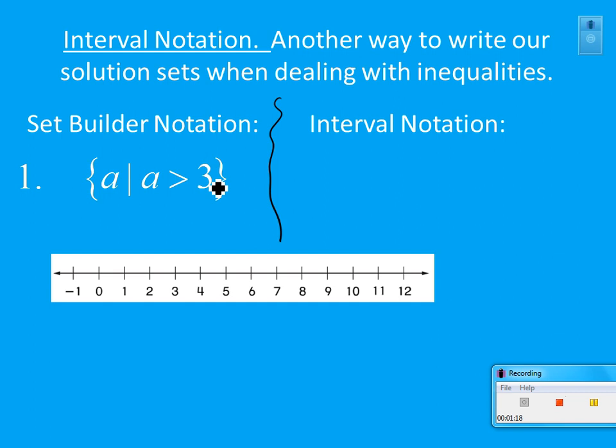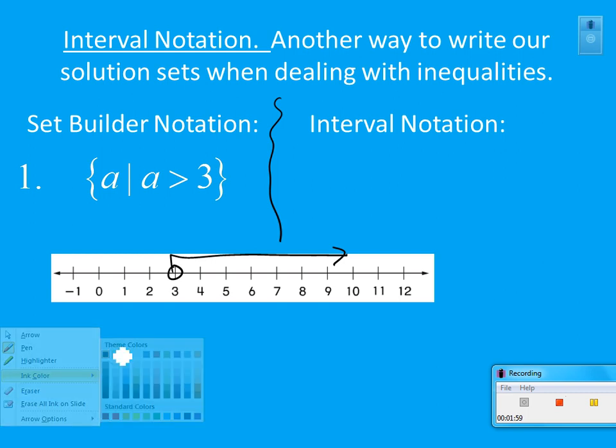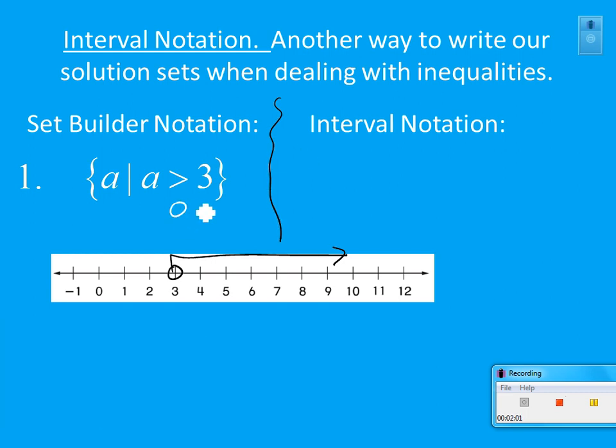I like interval notation better, to be truthful. That's what I have my calculus kids use. So let's look at the graph of this first. A is greater than 3. I would have an open dot on 3, and I would have everything going to the right. In interval notation, an open dot is equal to a parenthesis, and a closed dot is equal to a bracket.